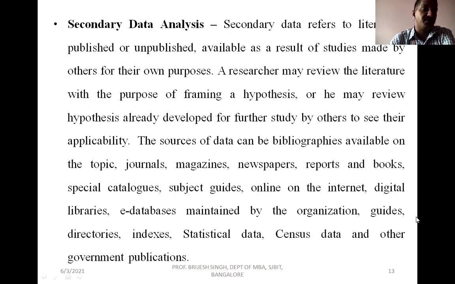Then we have secondary data analysis. That is also one of the best sources through which you will be able to collect secondary data for the exploratory research.